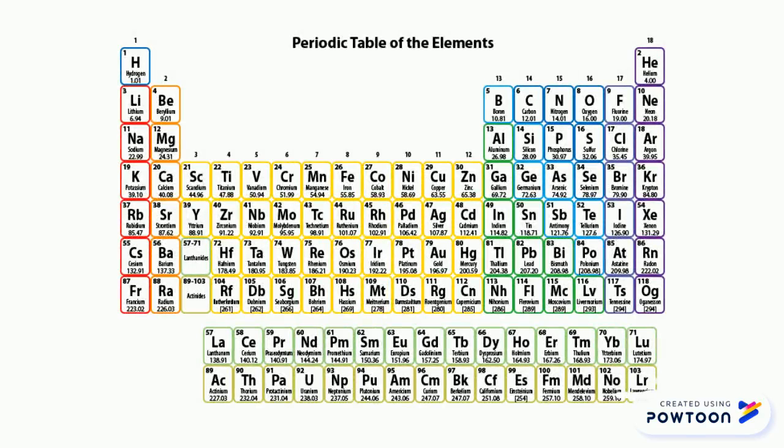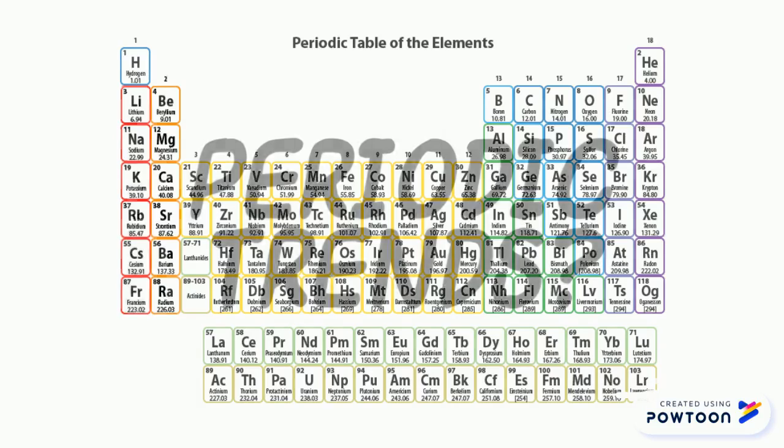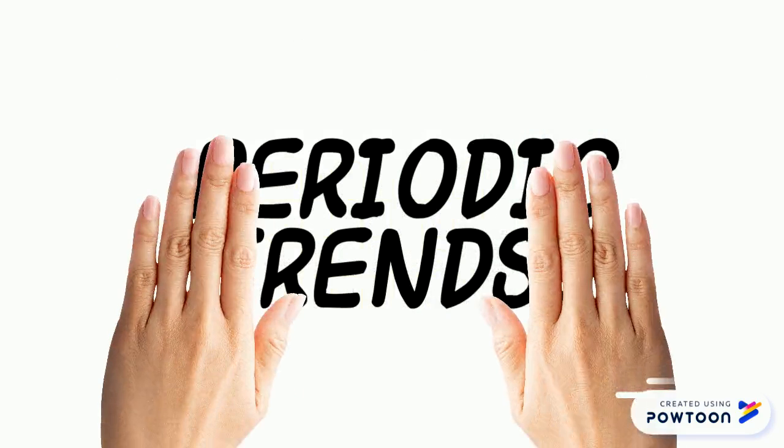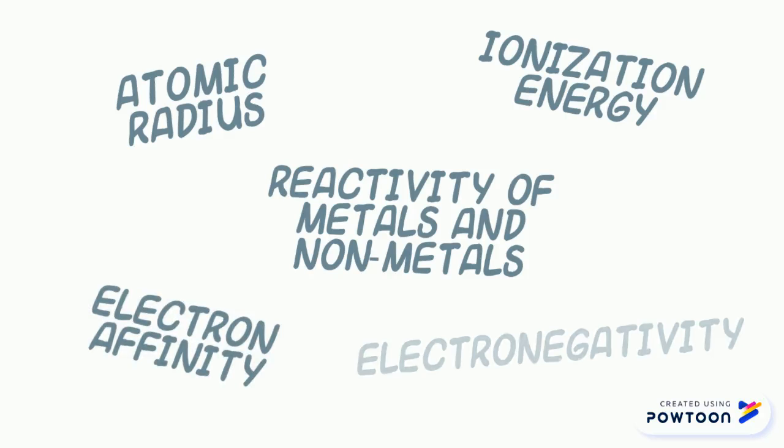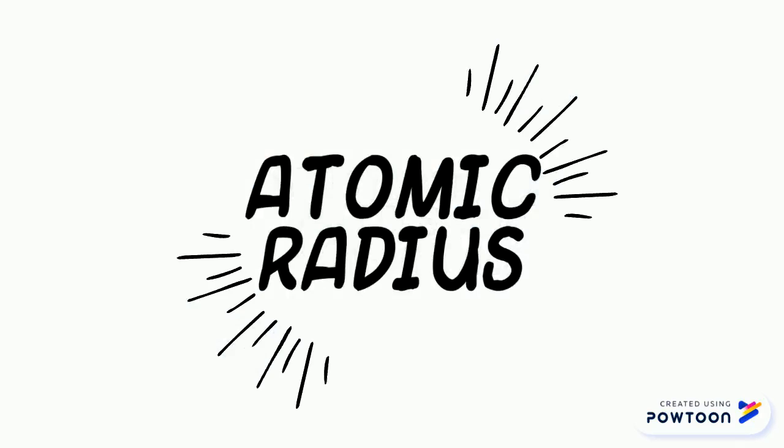Mendeleev found that elements of the same group shared certain physical and chemical properties. For example, group 1 elements were all very reactive, whereas group 2 elements were slightly less reactive. Other trends also appeared. These are what we call periodic trends. Periodic trends include atomic radius, ionization energy, reactivity of metals, reactivity of nonmetals, electron affinity, and electronegativity. Today we will be focusing on atomic radius.